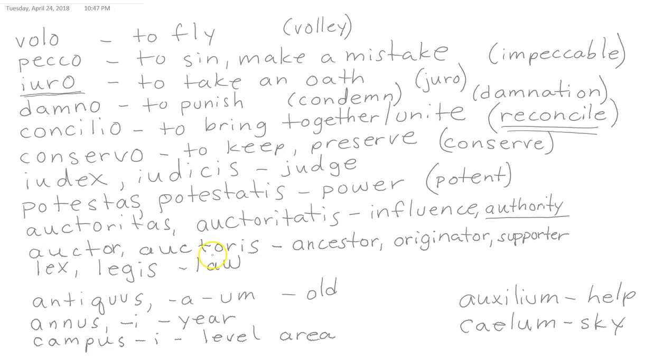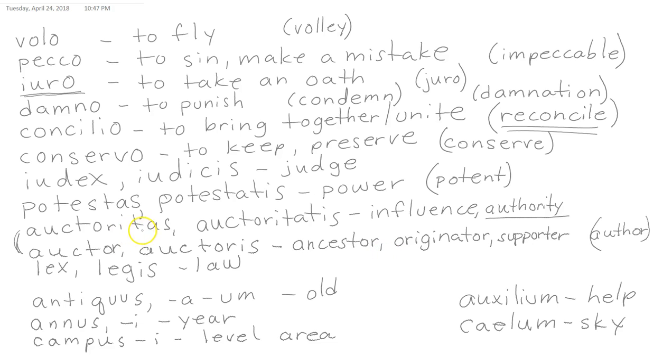Auctor, auctoris, is an ancestor, an originator, or supporter. So, an ancestor is someone in your family tree that you have descended from. So somehow, auctor and auctoris, they're very, very similar. We get the word author from auctor. An author, an originator of a book.